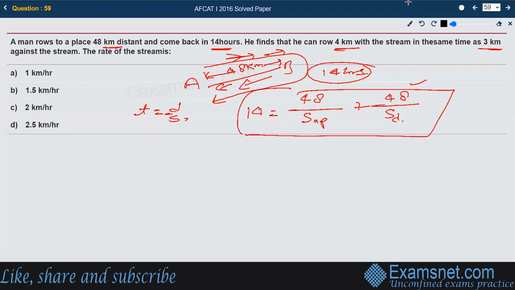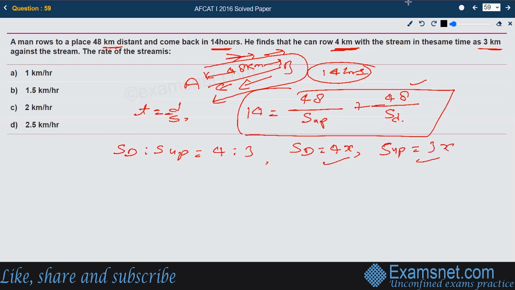First of all, there is a ratio given: he can row 4 km with the stream in the same time as 3 km up the stream. So we can easily find that the ratio of speed down to speed up is 4 is to 3. In the same time it travels 4, in the same time it travels 3. So let me take the downstream speed as 4x and the upstream speed as 3x.